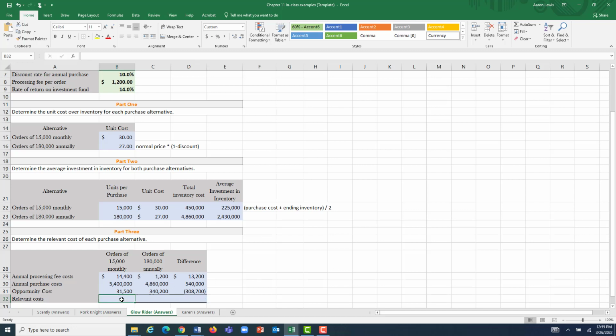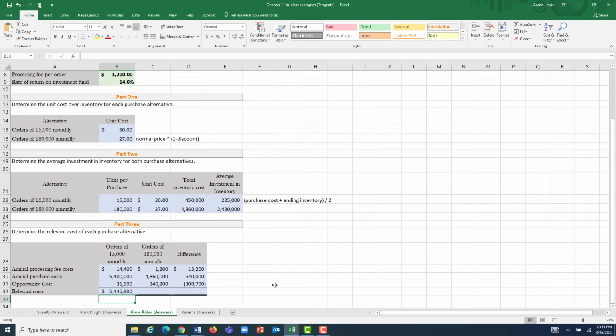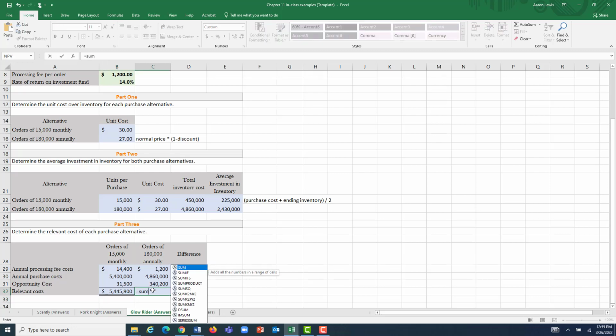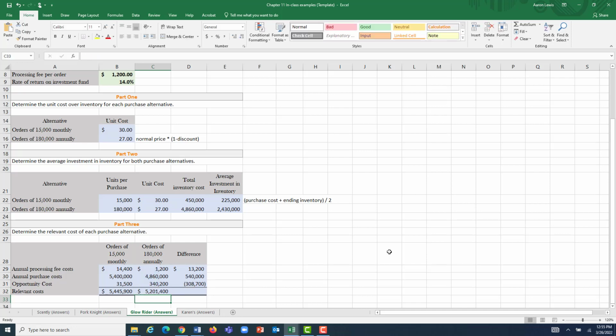The total relevant costs of ordering monthly can be found by summing up the three numbers above. So equals sum, open a parenthesis, highlight all the numbers you want to add together, close the parenthesis, and hit equals. The total relevant cost of our decision to order 15,000 gallons of paint per month is $5,445,900. The decision to order annually instead has total relevant costs of $5,201,400. And now this is the point where we know what we should be doing.